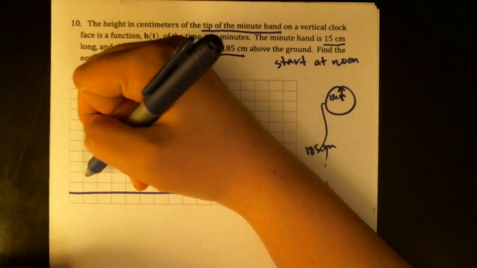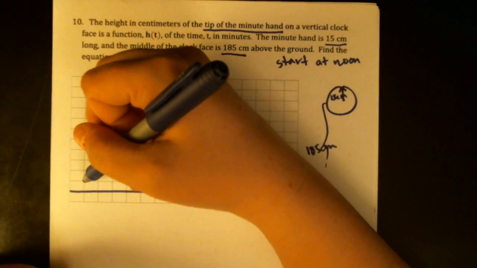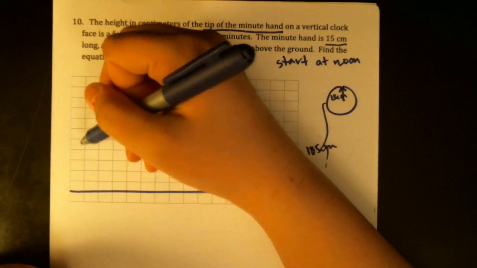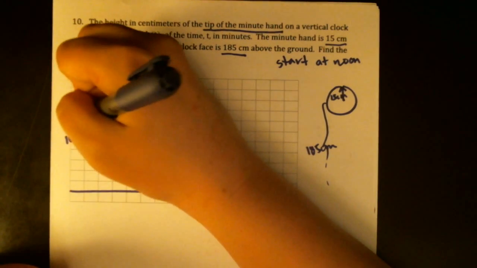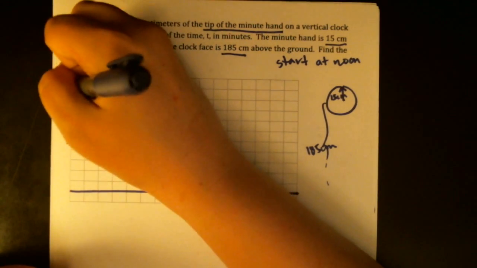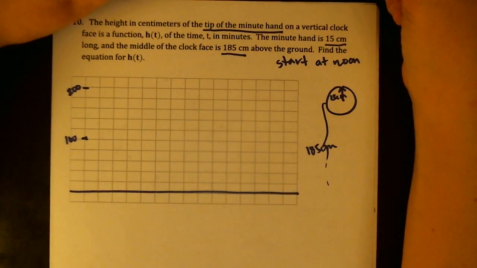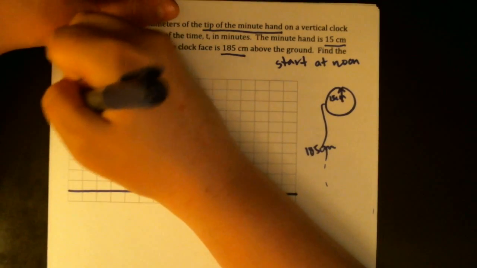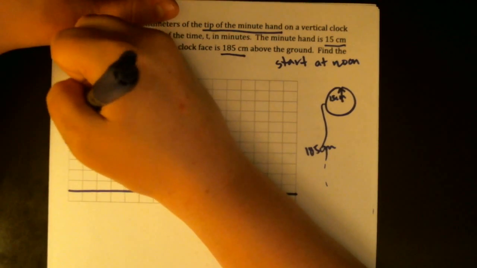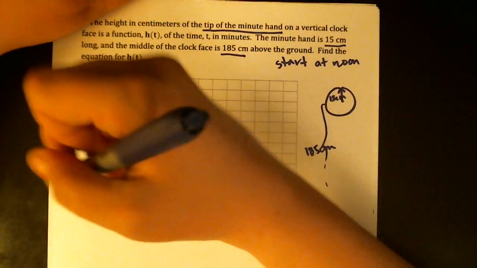Okay, so let's see if we make this. That's not going to work. We make them 20, 40, 60, 80, and this would be 100. 20, 40, 60, 80, 200. Okay, so my tick marks are 20. So this is going to be kind of little. Okay, so this is 180, and this is 160. Okay, so we're starting at t equals 0.